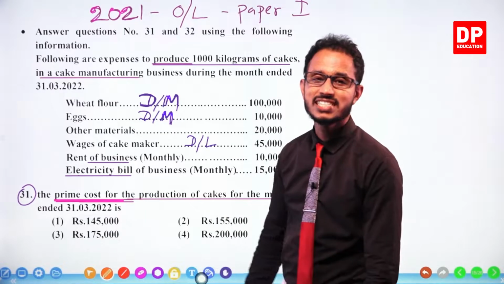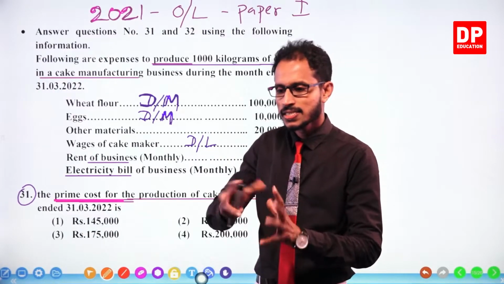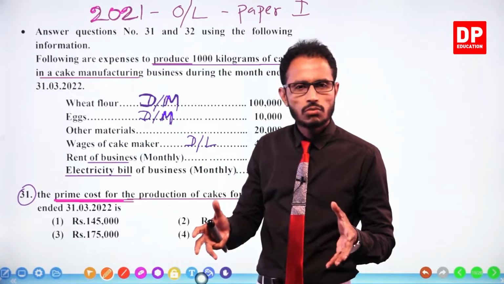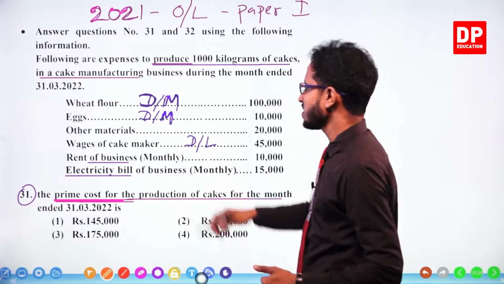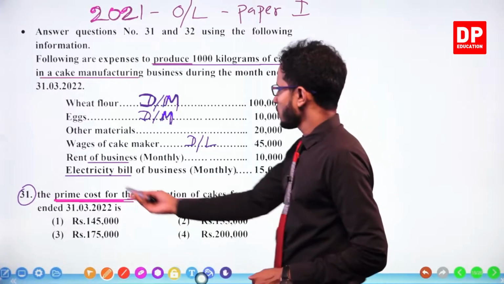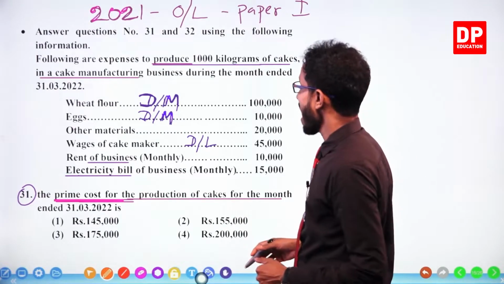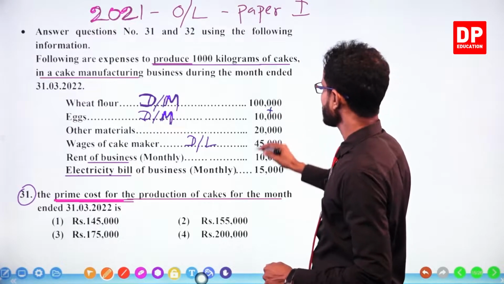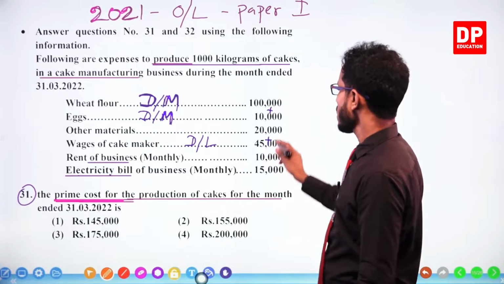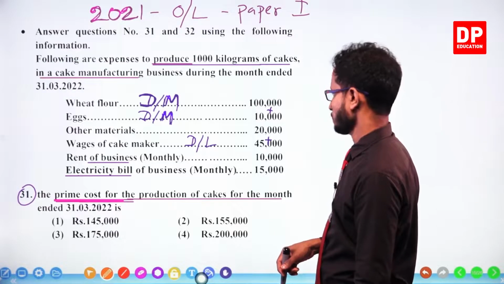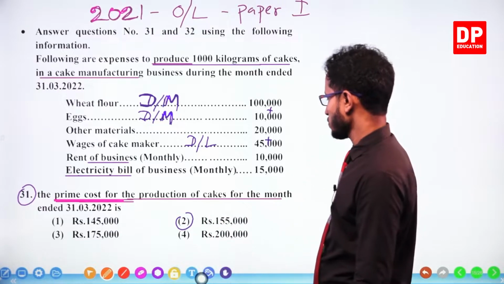No, I was talking about furniture manufacturing. In cake manufacturing, the mixing and making the dough, and baking and everything, the cake maker is the direct laborer. Rent of the business is not direct. Electricity of the business is not direct. Okay, so let's add up 100,000 plus 10,000 plus 45,000, 155,000. It's there. 155,000.